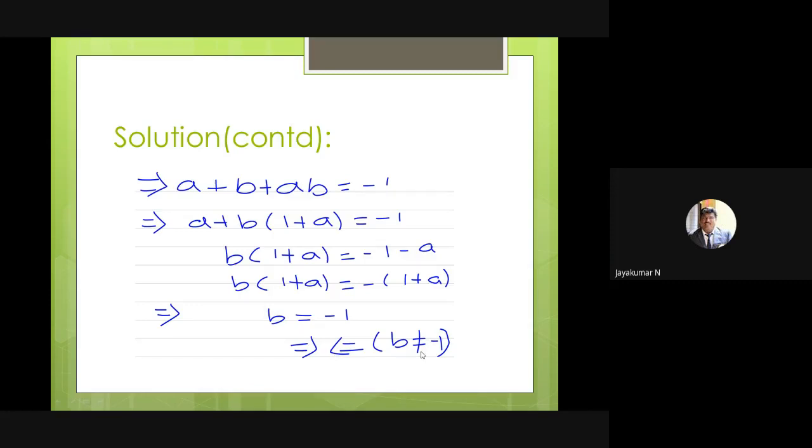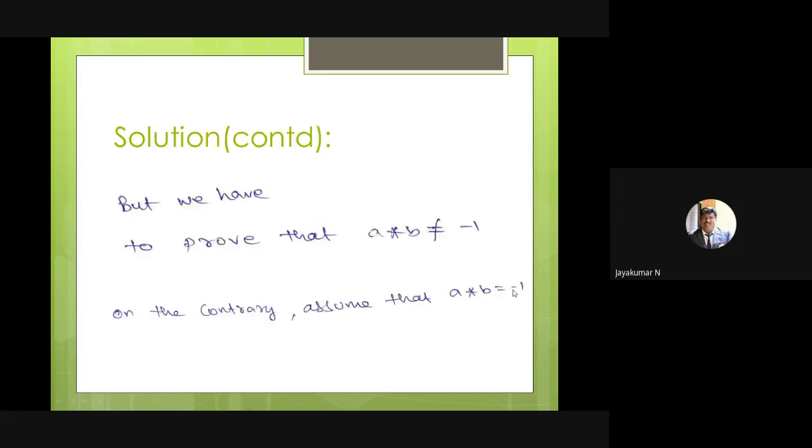So why did I get this contradiction? I assumed that A star B is equal to -1. Then only I got the contradiction. So our conclusion is A star B is not equal to -1. Okay. So I showed that A star B is not equal to -1. Therefore, closure axiom is satisfied. This type of problem, closure axiom plays a vital role.